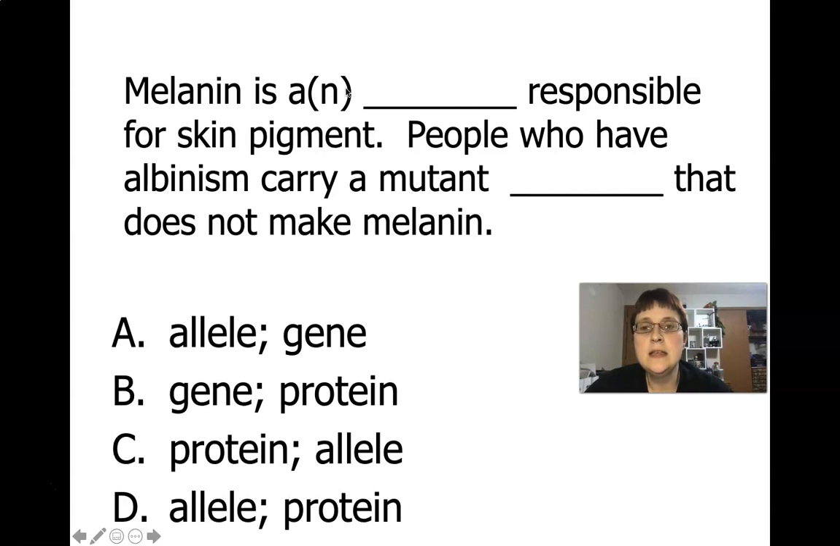Since melanin is a product that's making skin pigment, it's got to be a protein. Since proteins are the main thing that are being made to make up our structure and function. So it's got to be a protein. And then people who have albinism, so they can't make this, means that they carry a mutant allele, a mutant set of directions, a mutant gene that does not make melanin.